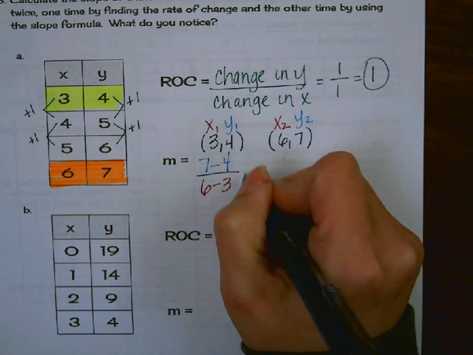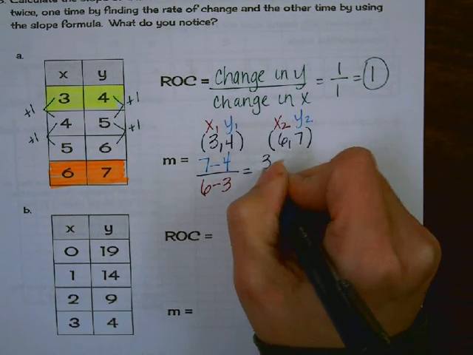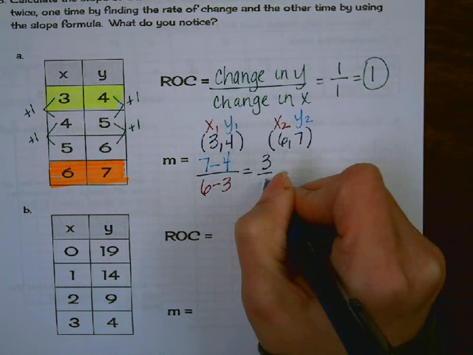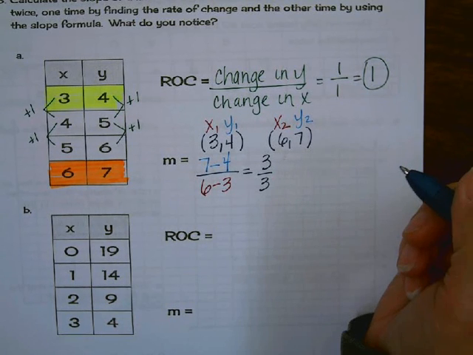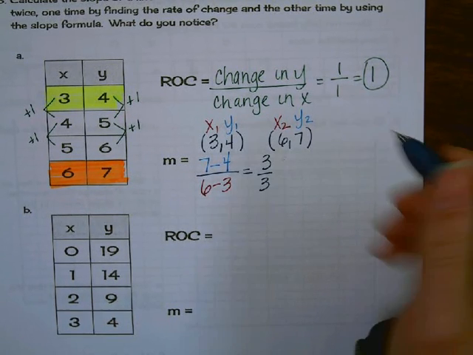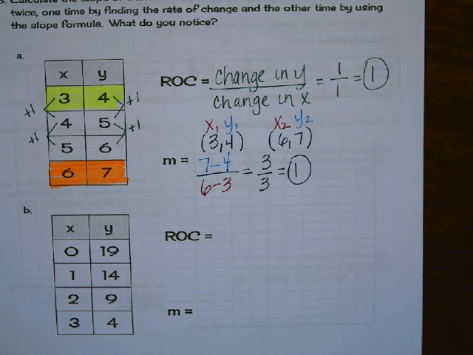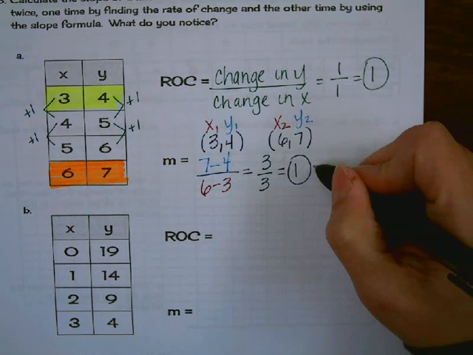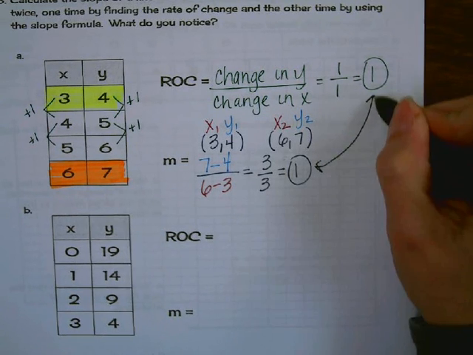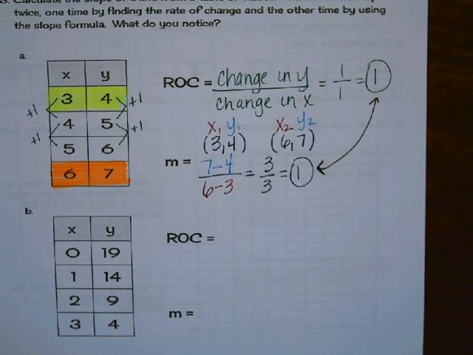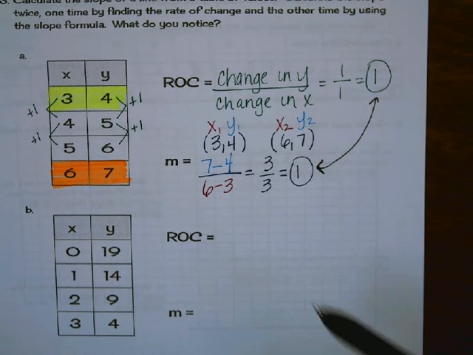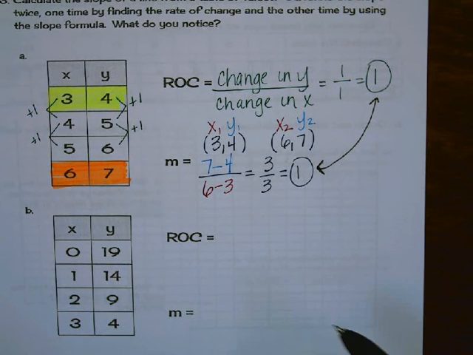7 minus 4 gets me 3. 6 minus 3 gets me 3. And then I look to see how I can simplify that. And 3 divided by 3 is 1. So what did we notice about my rate of change and my slope? Yep, we should have noticed these are exactly the same. They should be exactly the same. So that's what we're going to see if this works for both B and C, if my rate of change will be the same as well as my slope. So let's hop down to B.